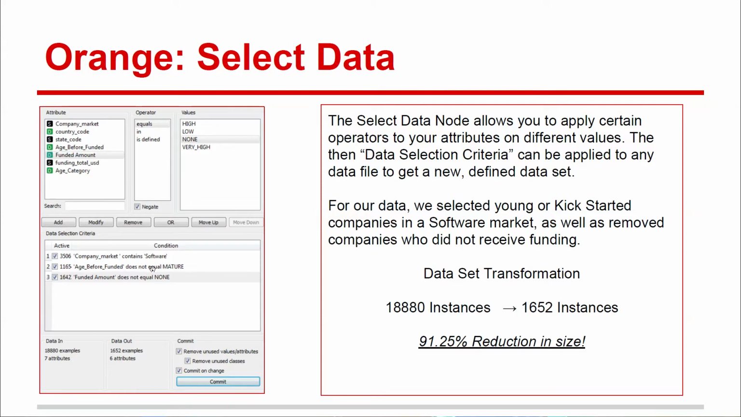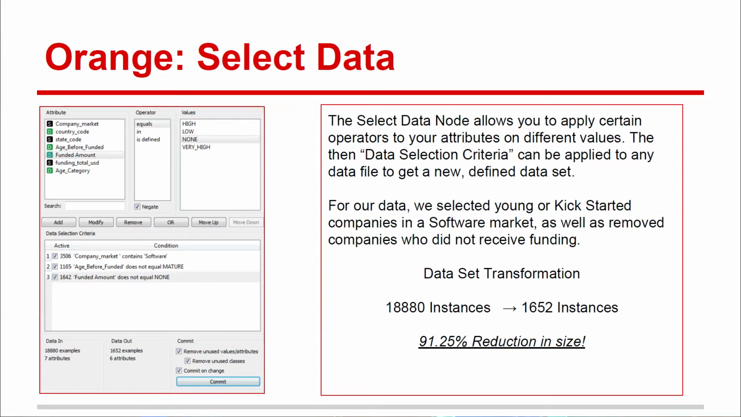We want to see low, we want to see kickstarted, we want to see something that gives us insight as to our new startup. And then lastly, we took out funded amount equals to none because that's not necessarily our goal. So we wanted to see just with these attributes as to what we want in our data. And we went ahead and did this. And sure enough, it shrunk the data pretty good. We were down 91% to only 1,600 instances.